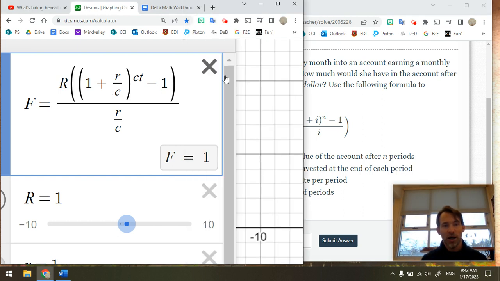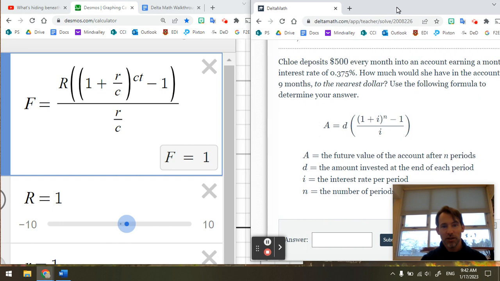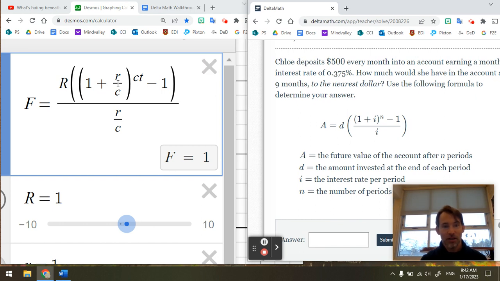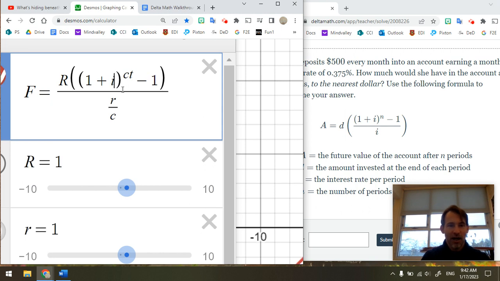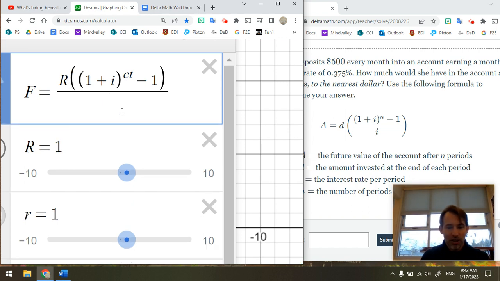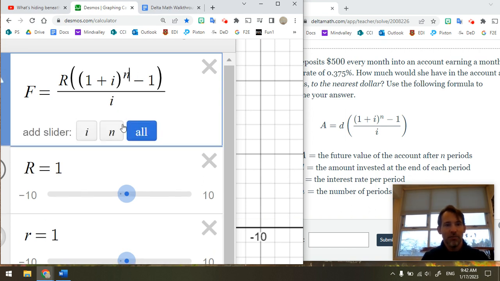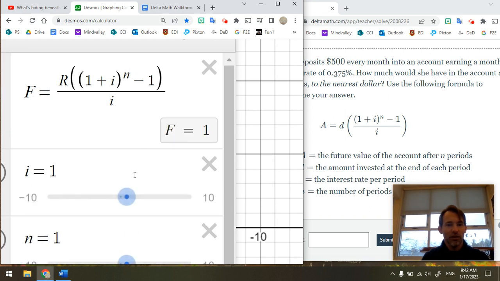So I'm just going to change my formula a little bit to match Desmos's. They are the same formula. It's just instead of doing a division to find I, you're going to do that outside. The regular deposit, they call it D, whatever. I call it big R, so we're going to keep big R because who cares? And then instead of CT, we'll do N for the number of compounding periods. And then let's add sliders for those, and then let's put in our stuff.